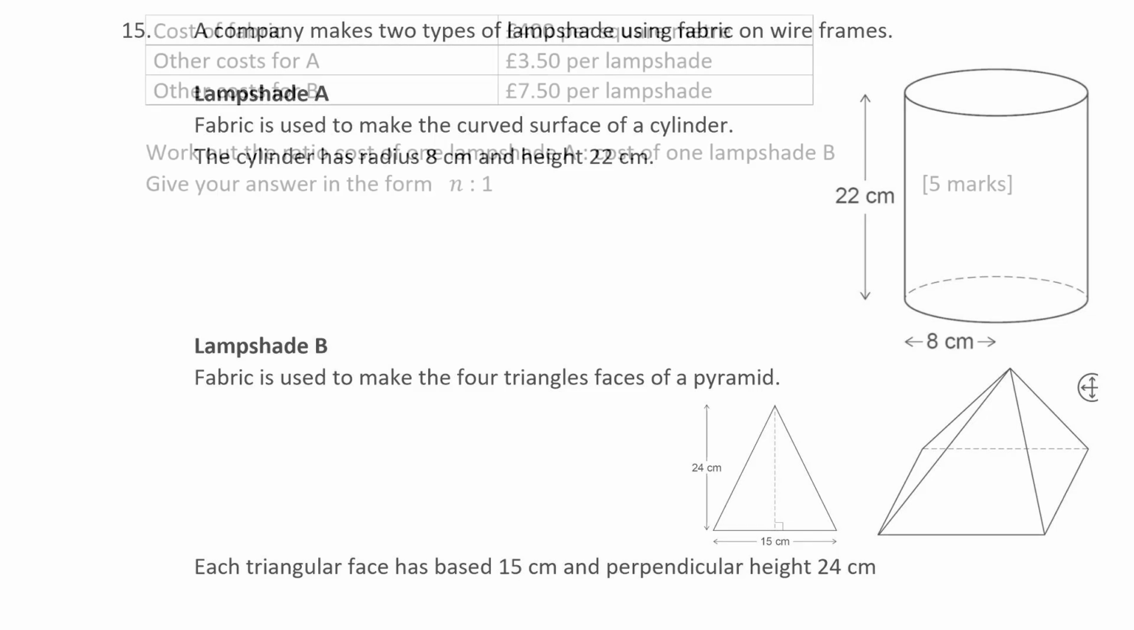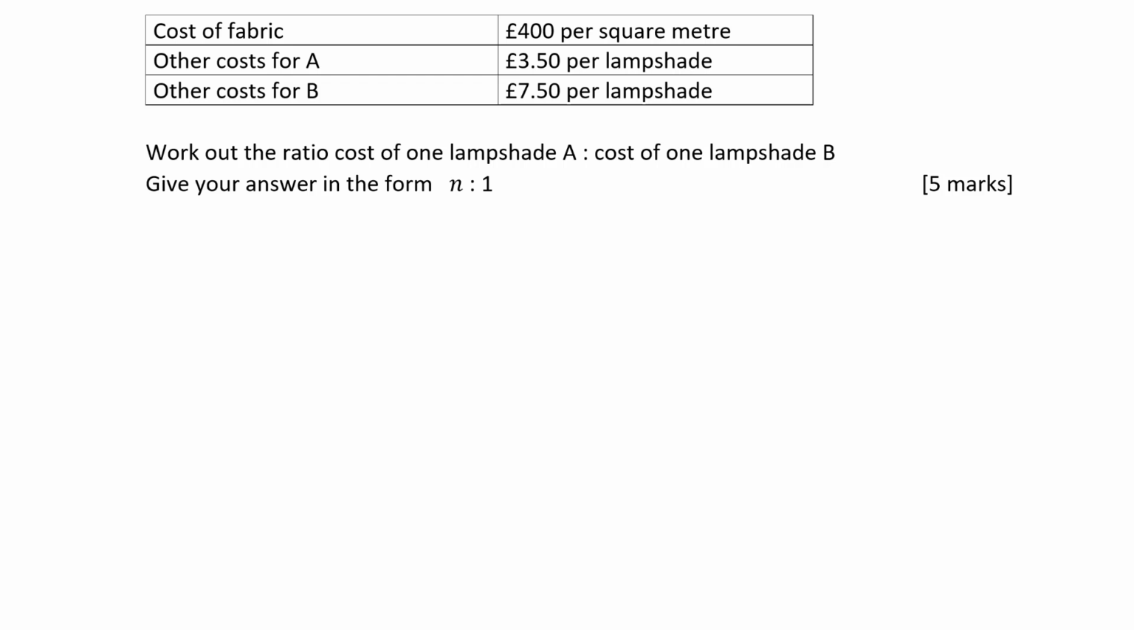So what is the question? Oh, here we go down here. The cost of fabric is £400 per square meter. Other cost for A is £3.50 per lampshade, and other cost for B is £7.50. I assume it's for all the wire bits in between. Work out the ratio of the cost of one lampshade A to the cost of one lampshade B, and give your answer in the form n to 1.